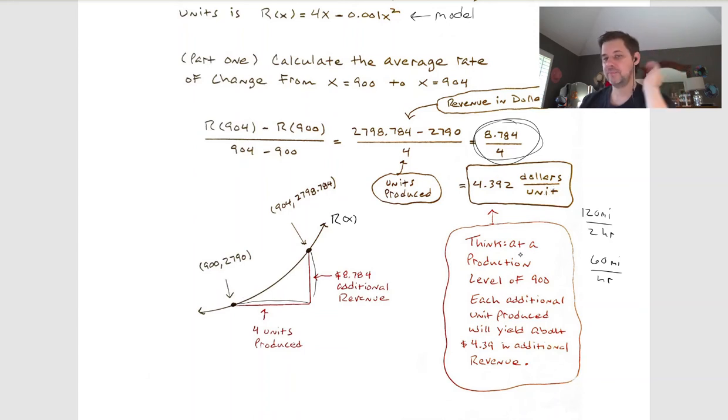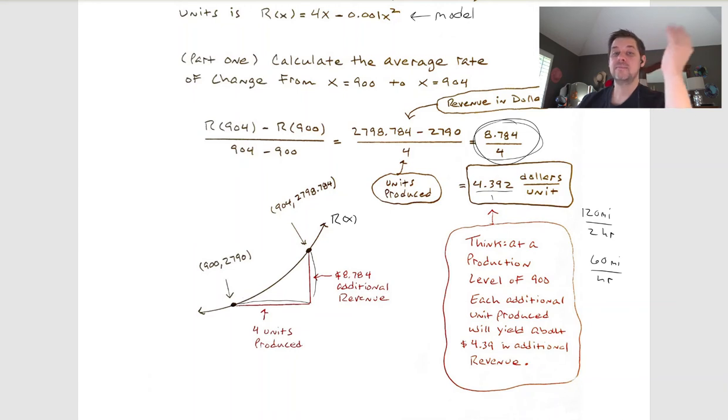So we'd say, here's how we can think about it. Think of it like this. At a production level of 900 units, each additional unit will produce about $4.39 in additional revenue, because it's $4.39 of revenue per unit. All right, that's over a 1. You can think of it like that. For each additional 1 unit produced, we'll get another $4.39 or so of revenue. Okay, so now that's the interpretation of this average rate of change.